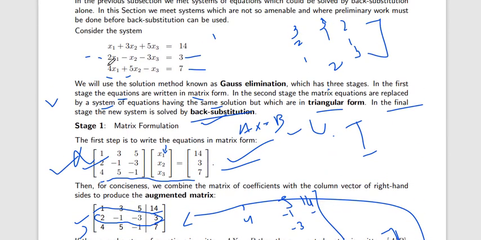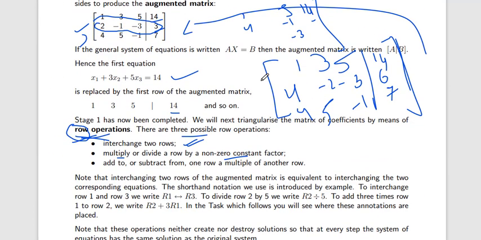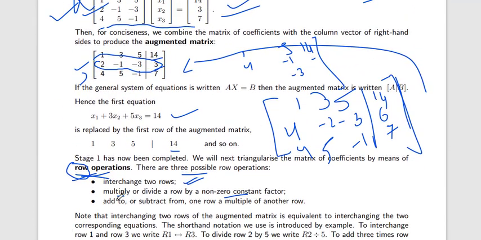Why? Because if we multiply by 2 or divide by 2, we will get the same answer, because it is the same equation. So we can multiply or divide a row by a non-zero number, it must not be zero. And the third operation is addition or subtraction from one row of a multiple of another row.